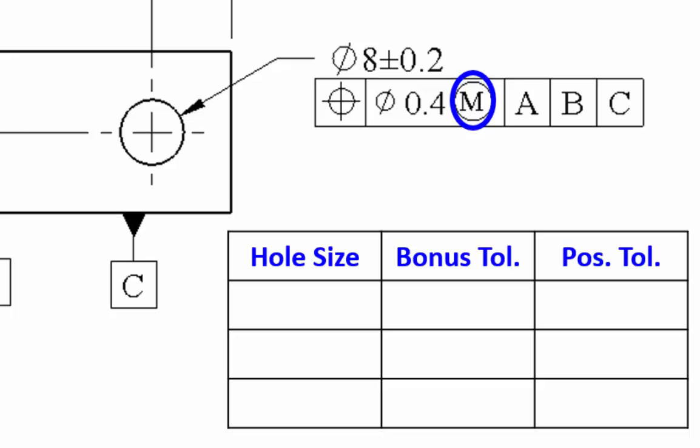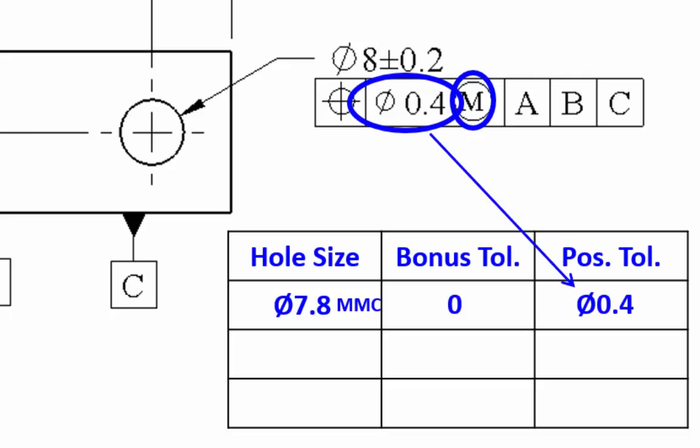Since the size of the hole is 8 plus or minus 0.2 millimeters, a 7.8 millimeter diameter hole would be the smallest possible hole size, which would represent the maximum material condition. There would be zero bonus tolerance at this condition, and the allowable position tolerance would simply be that called out on the drawing, 0.4 millimeters.